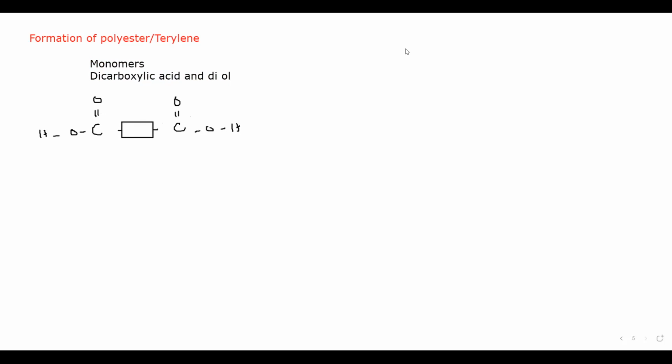And the structure of alcohols, diols: di means two, and ol is for alcohol. So two OH groups are there, we call them diol. Between them there is a carbon chain. It may have the same number of carbons or a different number of carbons, so we can use a different symbol. This one is dicarboxylic acid, and this one is diol.